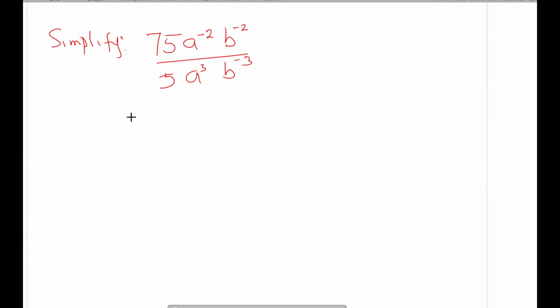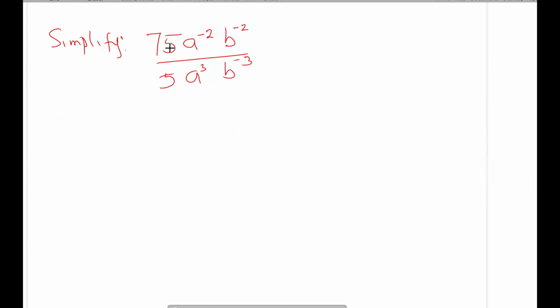Now, this one is a combination of variables a and b. We can apply our indices to each individual variable. You see the operation between the a raised to the power of minus 2 and the a raised to the power of 3 is division. The same thing here also, b raised to the power of minus 2 and b raised to the power of minus 3 is also division. But this one is just a number.